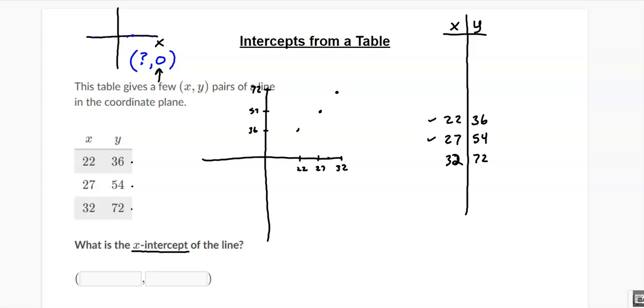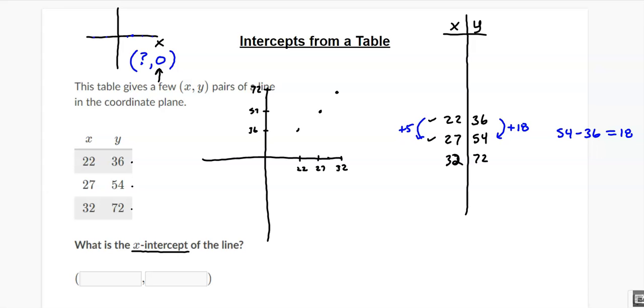So let's go over here and see what's happening. Every single time, the y's are going up by, if I subtract those two numbers, 54 take away 36, I think that's 18. So we're jumping 18 in this direction. And from 22 to 27, we're jumping 5. So it's an 18 jump on the y's and a 5 jump on the x's.